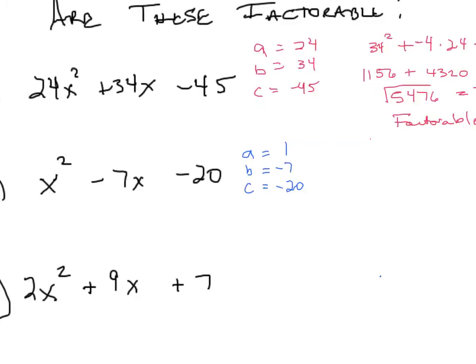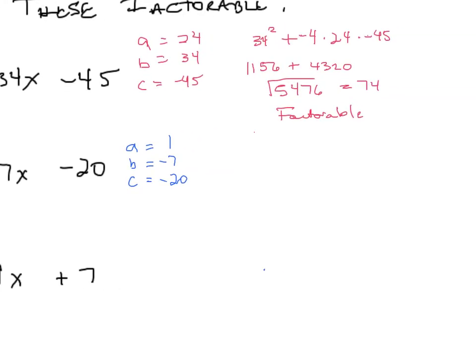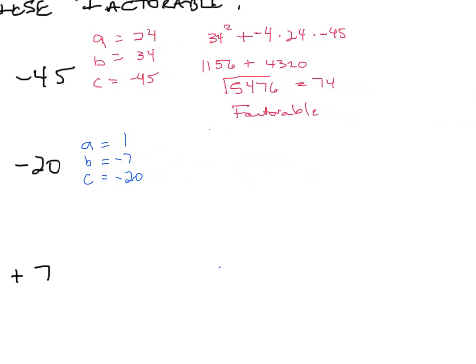For our second one, our A, B, and C are 1, negative 7, and negative 20. We'll do B squared, which is negative 7 squared plus negative 4 times 1 times negative 20. Negative 7 squared is 49 plus, and then a negative and a negative will be 80. That sum is 129. It's not a perfect square. It's an irrational number, so therefore it's not factorable.